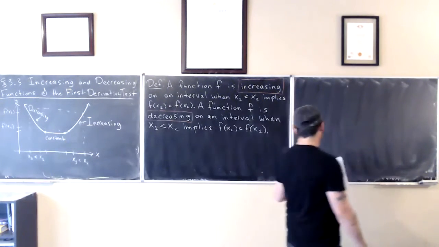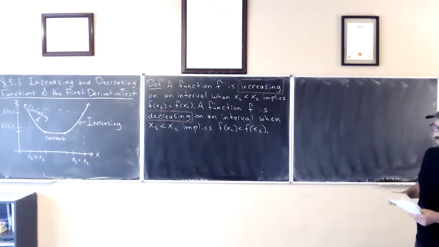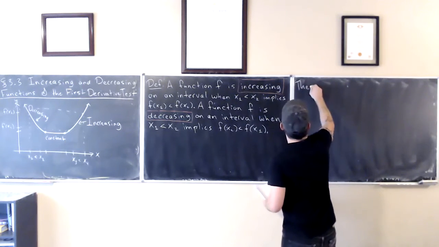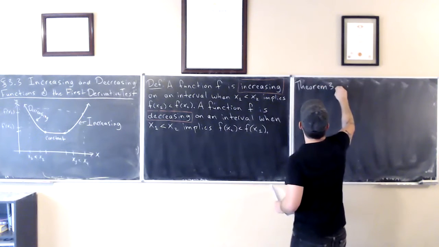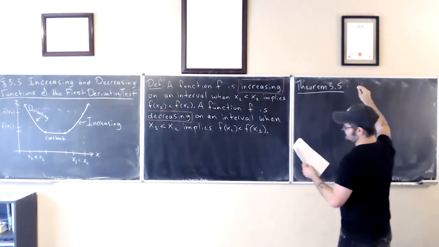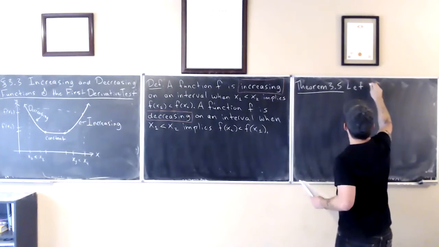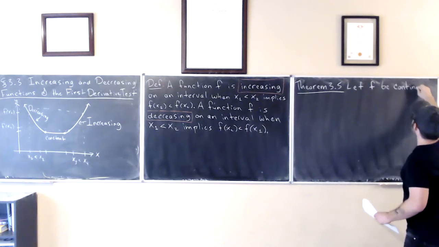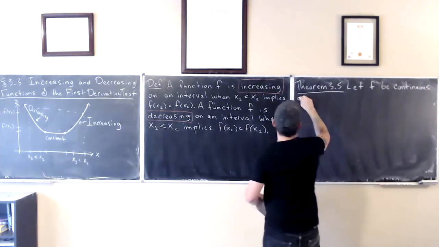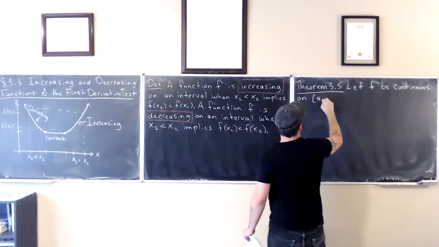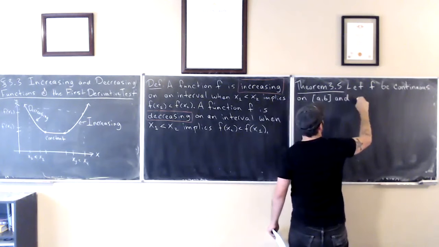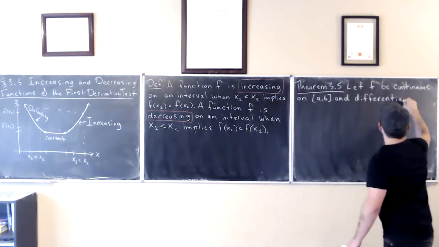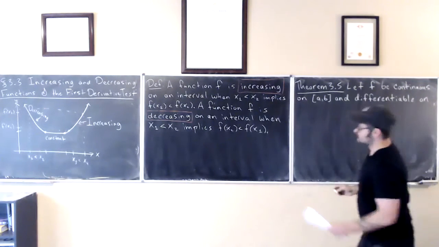Now, I'm going to have to erase that eventually, but I'm going to write down a theorem and then give the argument over there. So theorem, I think this is labeled 3.5. Let f be continuous on the closed interval AB and differentiable on the open interval AB.